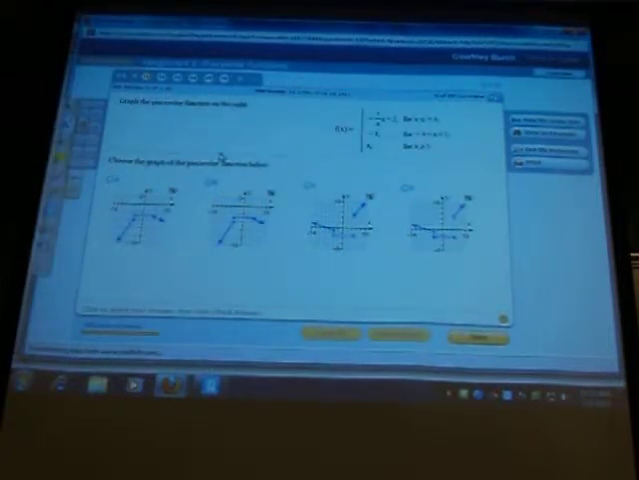Do you guys want to try one that has 3 equations? Like number 11 maybe? So let's see, it would be 3 equations?